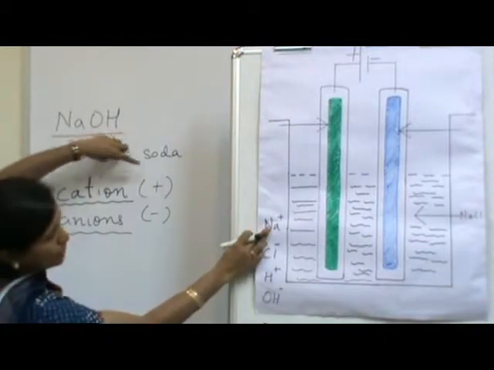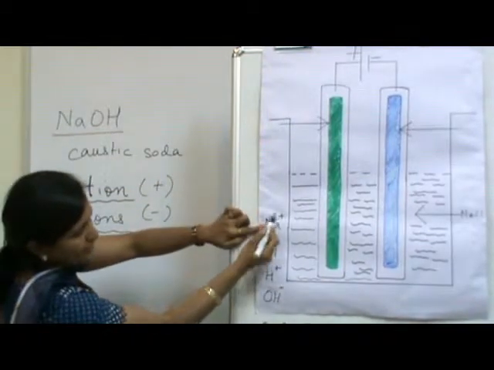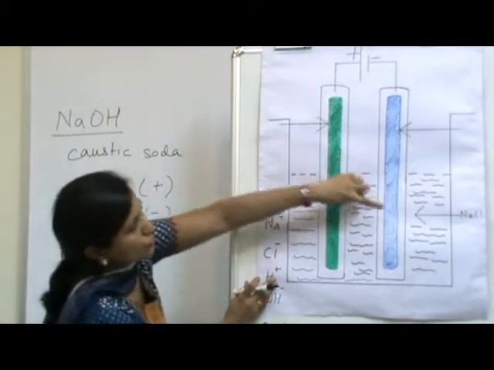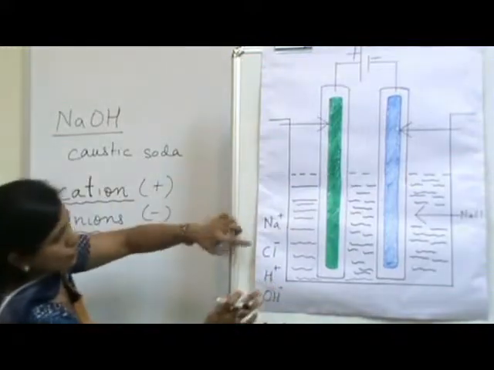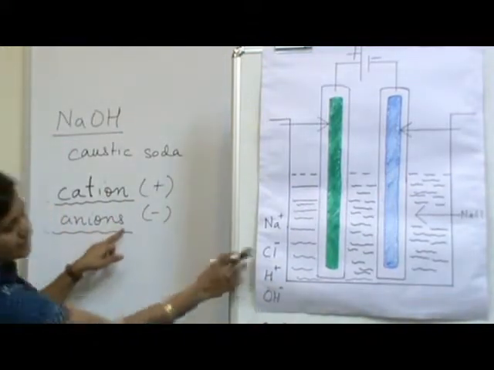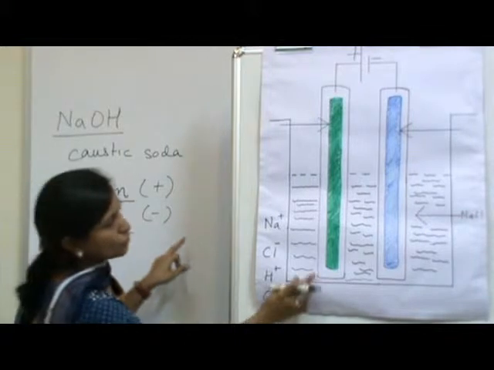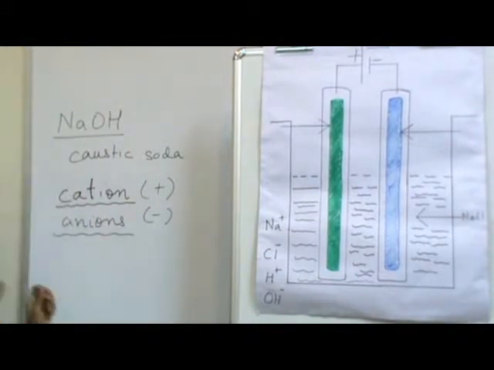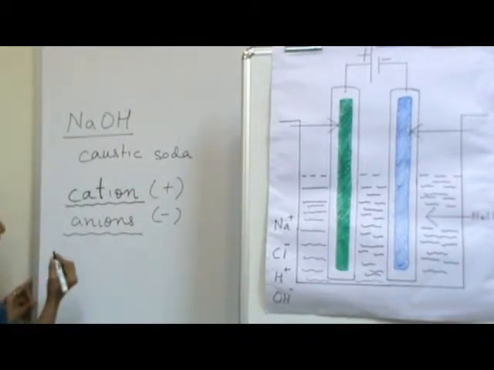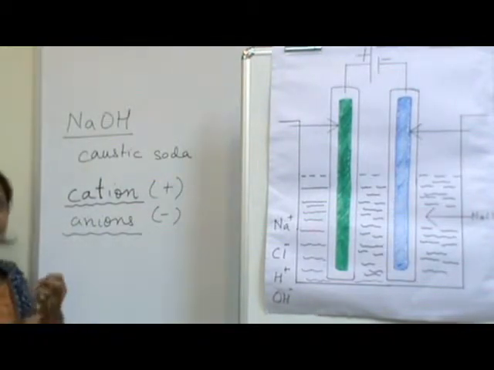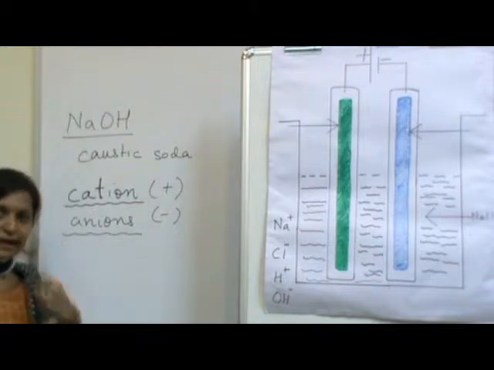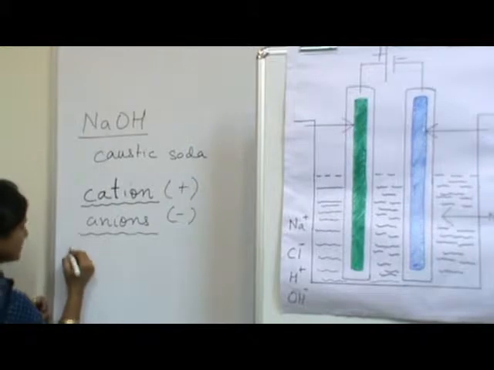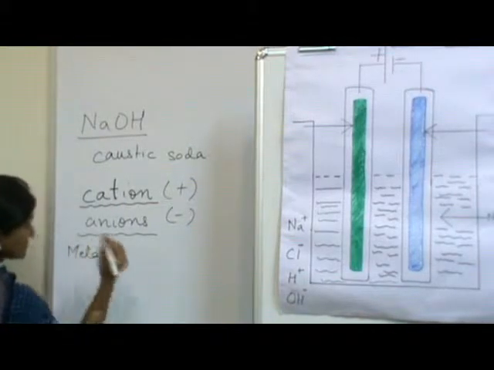Now, what are the two positive ions in this electrolysis? One is Na plus, one is H plus. So, both positive ions should go to the negative terminal of the battery and two negative ions, Cl minus, OH minus, should actually go to the positive terminal of the battery. Now, there is one more principle which is about the selective discharge of ions. Ions means charged particles.